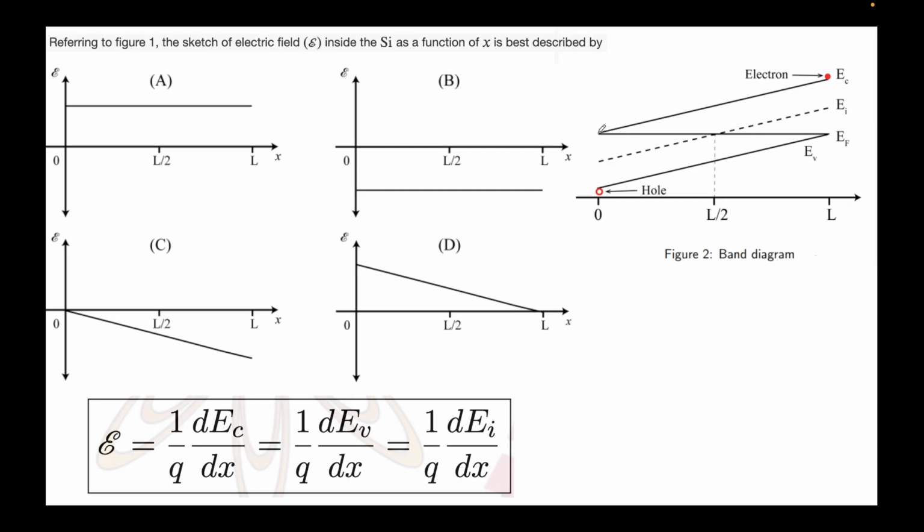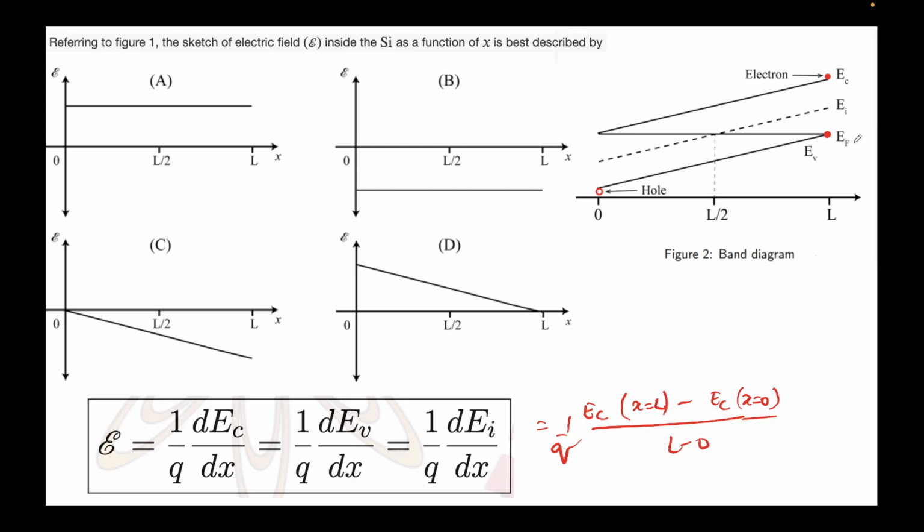So you can see that EC level, so let's say this is the reference level. What I'm going to write is EC at x equal to L minus EC at x equal to 0, divided by L minus 0. I'm just writing dEC as delta EC. Now I just have to find the value of EC at x equal to L.